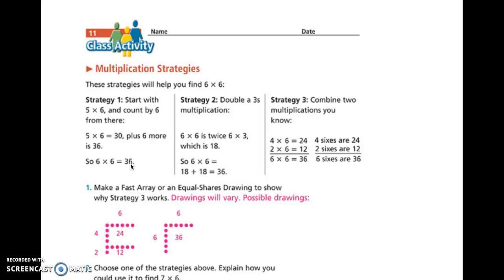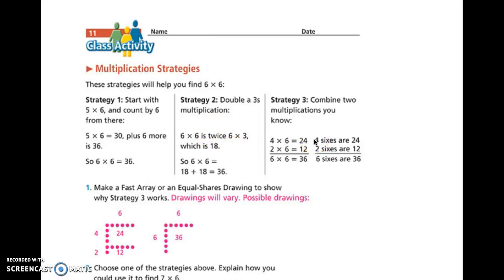Another strategy you could use is doubling your 3's, and we mentioned this earlier. If you know one of your 3's, let's say you know that 6 times 3 is 18, and you're trying to get to 6 times 6, well, I can double it. 18 plus 18 also gets me to 36. So doubling your 3's can help you figure out some of your 6's.